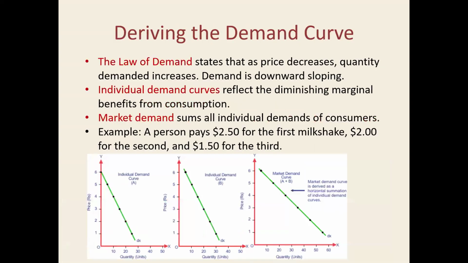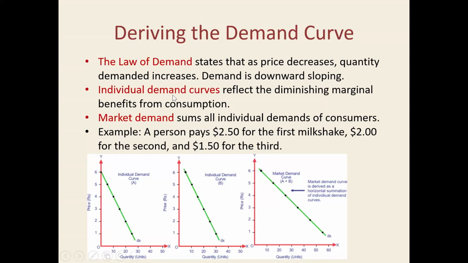Now, we can use the idea of diminishing utility to look at the individual demand curve. As a reminder, the law of demand states that as price decreases, quantity demanded will increase. So demand is downward sloping. That's also true for an individual. Individual demand curves reflect the diminishing marginal benefits from consumption.